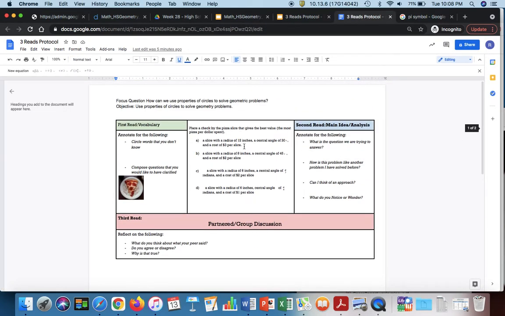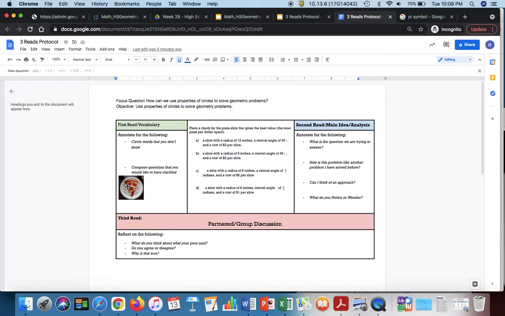So here is my sample of my 3 reads activity, and I've really made it with a focus of math. You see my pizza question here in the middle. I wasn't able to put the graphic in there in the middle, so I put it on the side. My first read, I would have students circle words that they don't know and compose questions that they would like to have clarified. And again, we could use those for discussion techniques, and they'll come up. Great to get insight on the misconceptions that students might have.